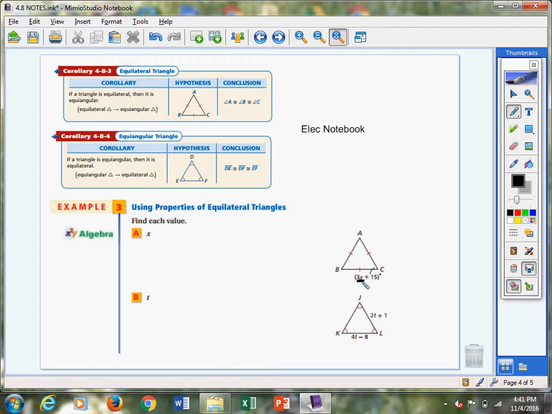Now let's use this corollary. This is an equilateral triangle. That means all the angles are equal. So let's go one step further. What is the only angle measure that an equiangular triangle could have? Think about it. Equiangular, that means all the angles have to be 60 degrees.